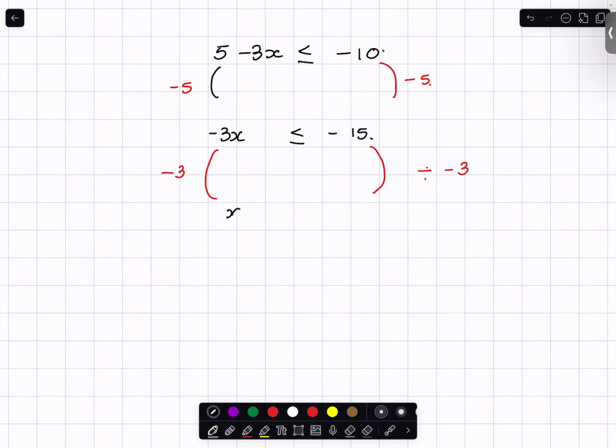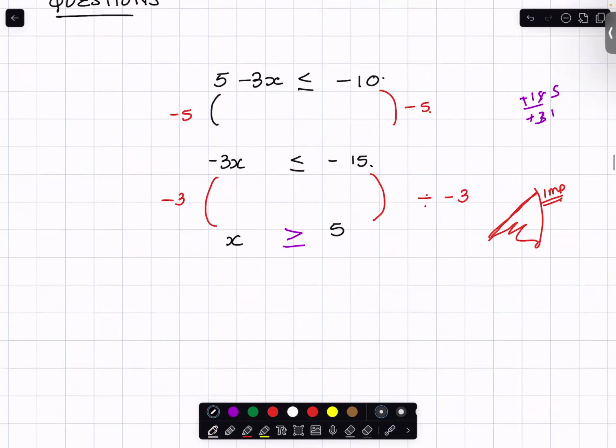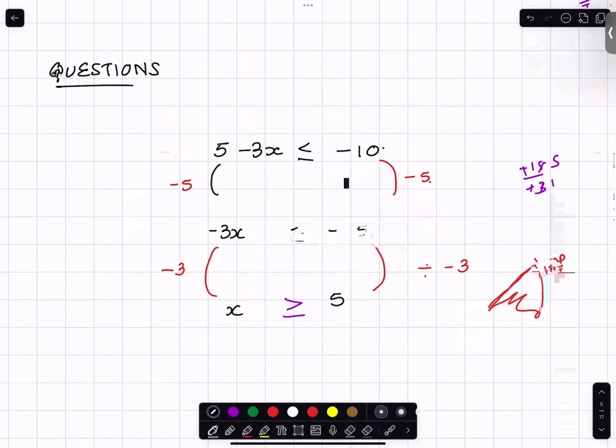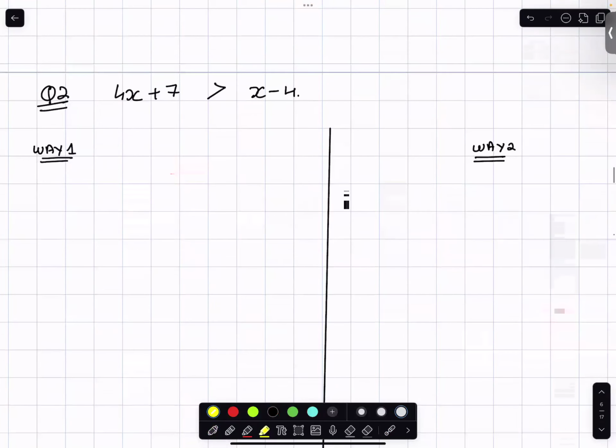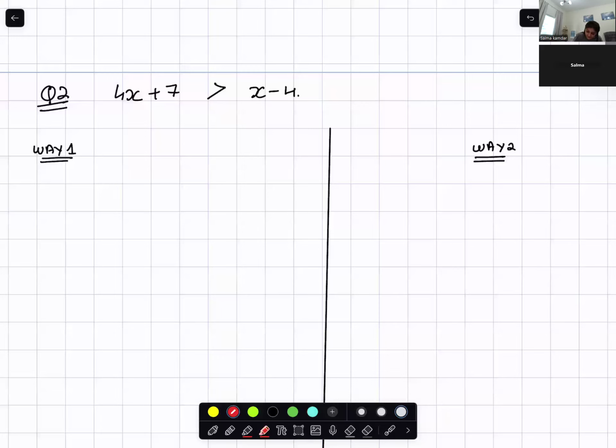So what I will get is x. Since I am multiplying or dividing by a negative number, I will swap the signs. Dividing by minus 3, so minus 15 divided by minus 3 makes it 5. So this is how I have solved the inequality. This was my question. Try one more question for yourself. Try, pause, come back. Try this sum.